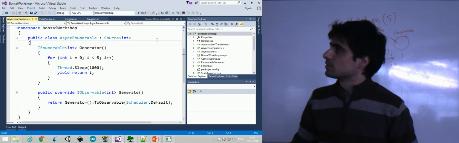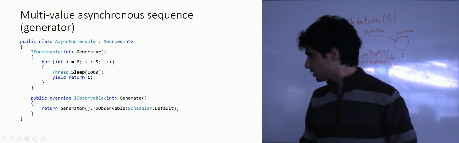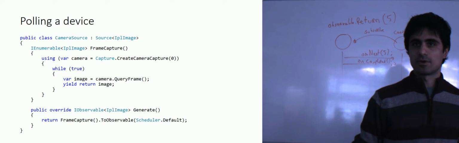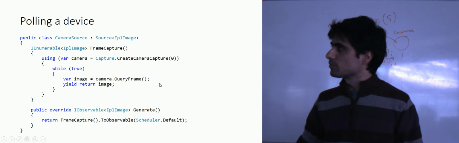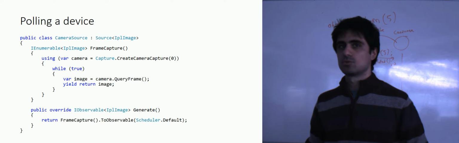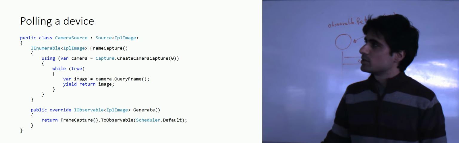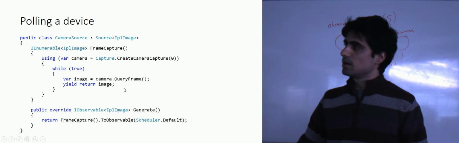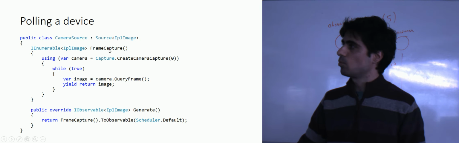Okay. So once you have this, it's not so hard to go from this to a hardware polling strategy, like the normal one. So, for example, let's say you wanted to do a camera source. We want to get images now from a camera. So in this case, what do we need to do? We can use the iterator blocks to define our loop for getting images out of the camera. Okay, so now what is happening here?